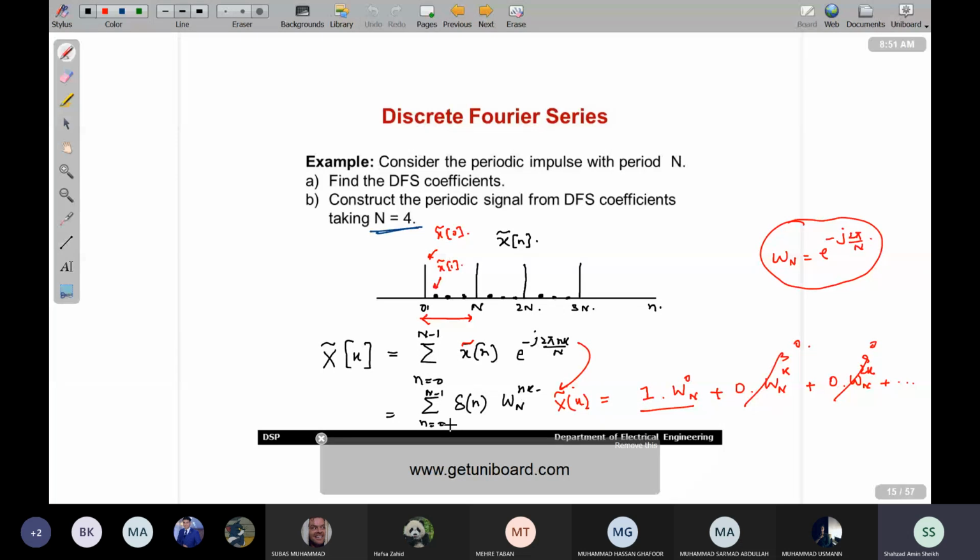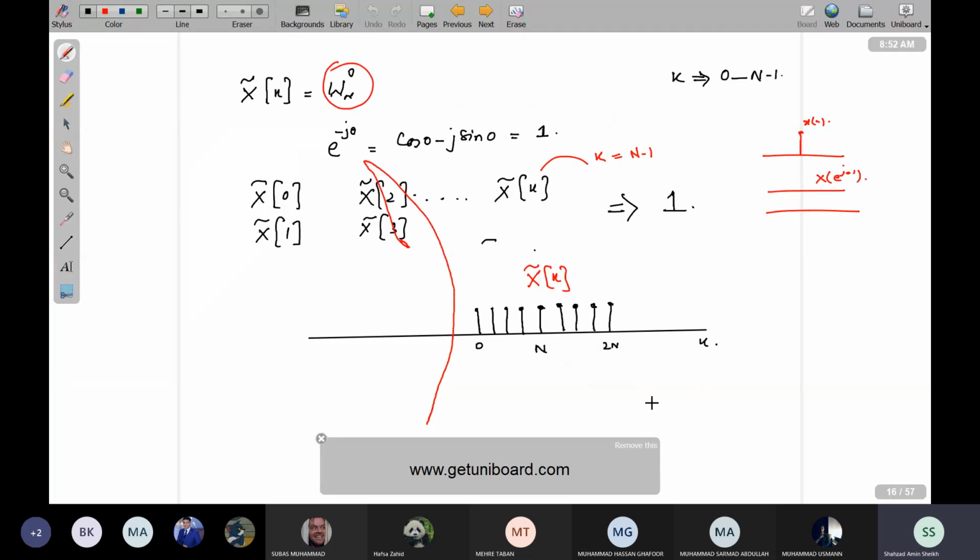For k, n is equal to 0, it is 1, and for n is equal to 0, W_N^nk will be equal to W_N^0, and then for n is equal to 1, that would be W_N^nk, but that time delta of n will be equal to 0, and similarly we will go for the whole period, and as a result of that you will be getting x tilde of k is equal to 1 for all the values of k. So that's the situation here, that you are getting x tilde of k for all the values of k. These are the discrete Fourier series coefficients.